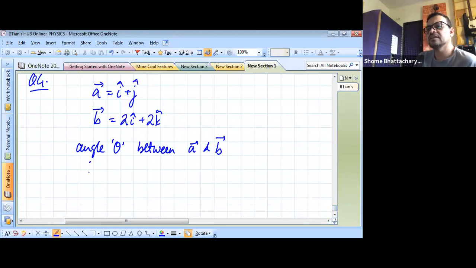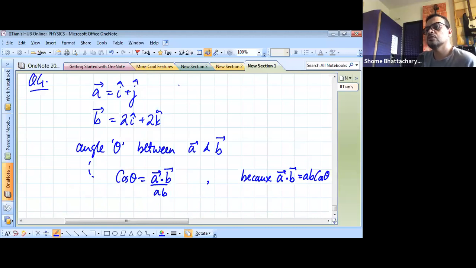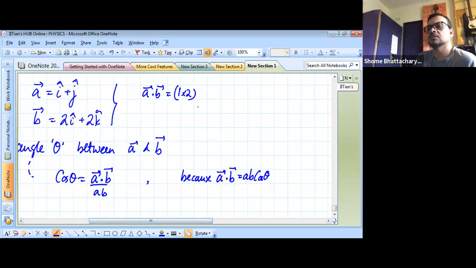Okay. So the angle theta, how will we find it? We'll find it by the formula cos theta is equal to A dot B divided by magnitude of A into magnitude of B, because A dot B is equal to AB cos theta. Now, here, what will A dot B be? A dot B will be 1 into 2, product of x components, plus 1 into 0, product of y components, plus 0 into 2, product of z components. So that is just 2.